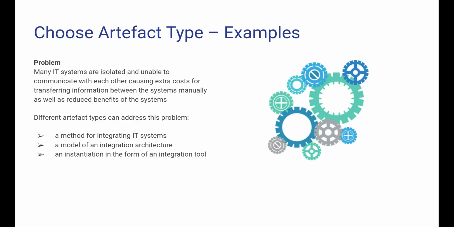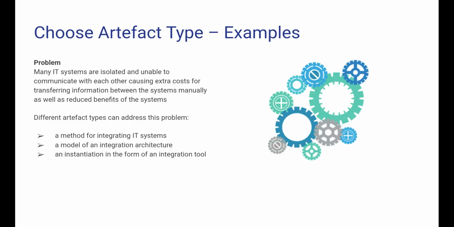Here is an example of choosing artifact type. Suppose we have this problem that many IT systems are isolated, unable to communicate with each other. This causes extra costs for transferring information manually between the systems, and it gives also rise to reduced benefits of using the systems.